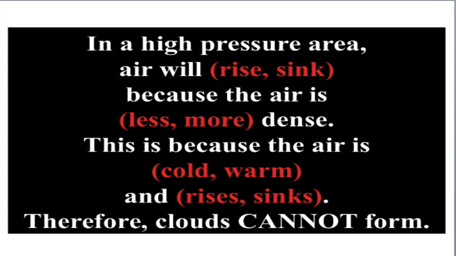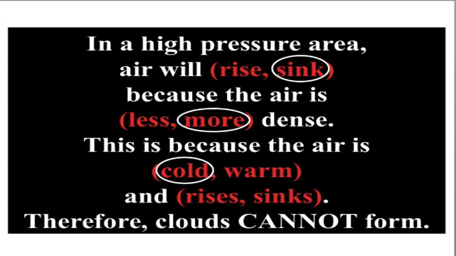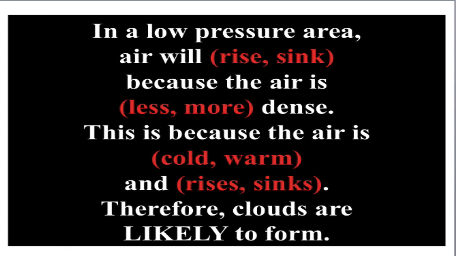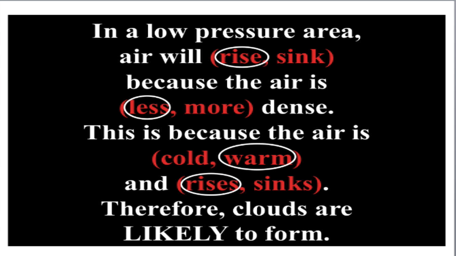So as a quick little review, in a high pressure area, air will sink because the air is more dense. This is because the air is cold or cooler than the air around it, and cold things always sink. Therefore, clouds cannot form in a high pressure area. Whereas in a low pressure area, air will rise because the air is less dense. This is because the air is warmer. Remember, warm things always rise. Therefore, we get clouds in low pressure areas.